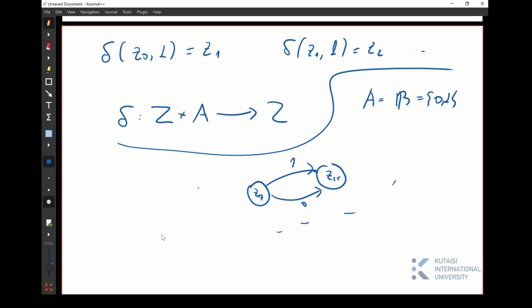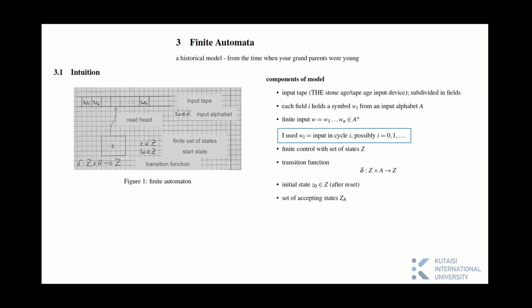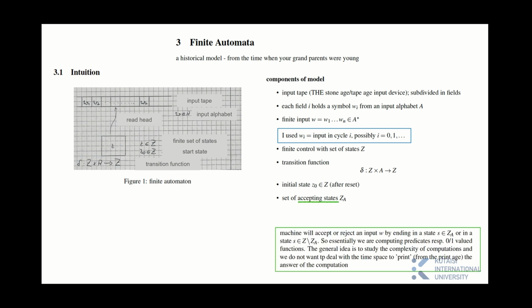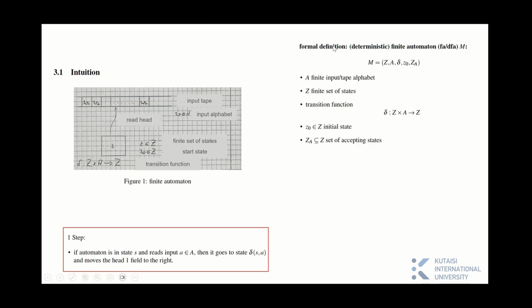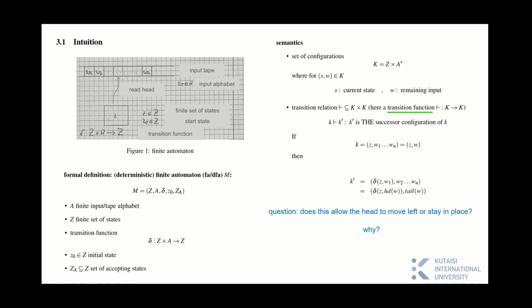So this is what it is, and this is basically what is written here. So it says, a formal definition: a deterministic finite automaton, or DFA, is 5 things: Z, A, delta, Z0, Z_A. A is just a finite input tape or an alphabet. Z is a finite set of states. This is why it is finite, because it's a finite number of states. You cannot have an infinite number of states. You have a transition function that for each Z and A gives you another Z. You have an initial state and some set of accepting states. Okay?